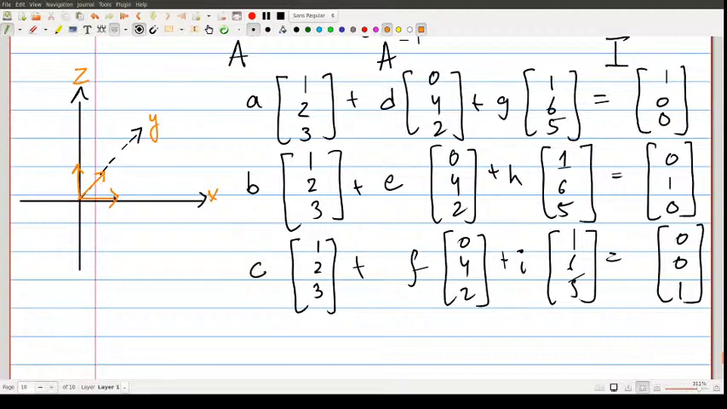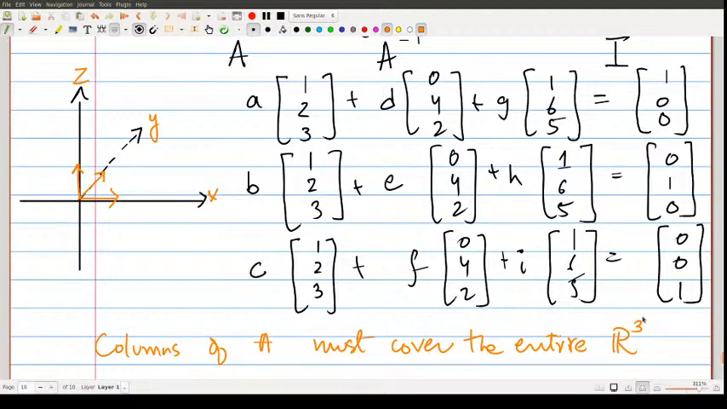They're not in the same plane. So the columns of A must cover the entire R3, the 3-dimensional real space. And if that's not true, then I'm stuck. I won't be able to find A inverse.